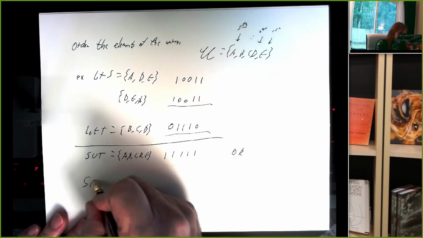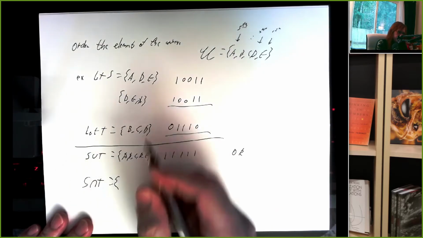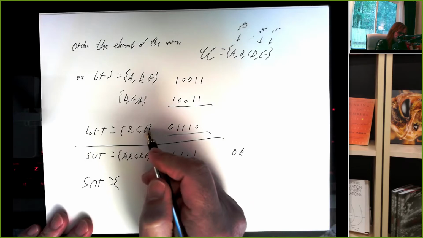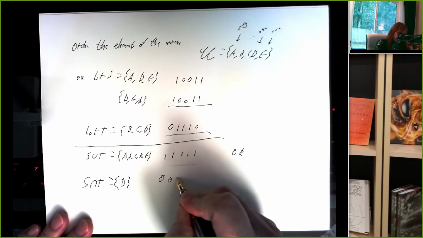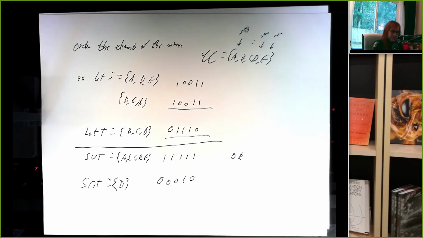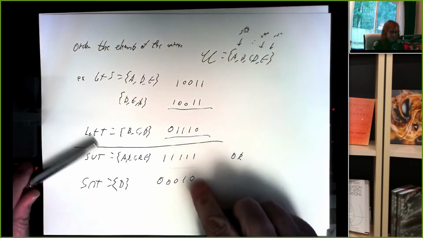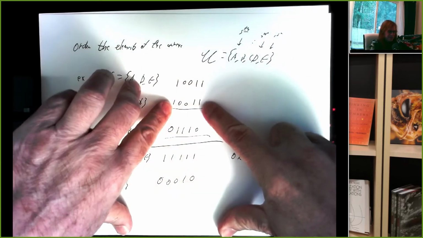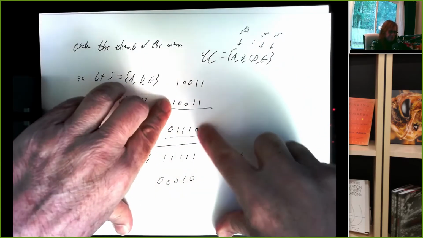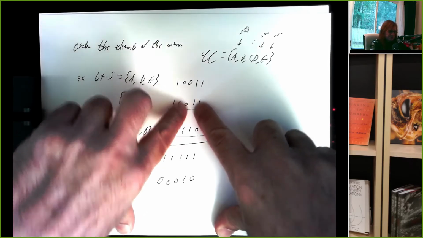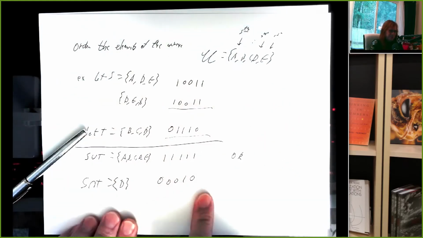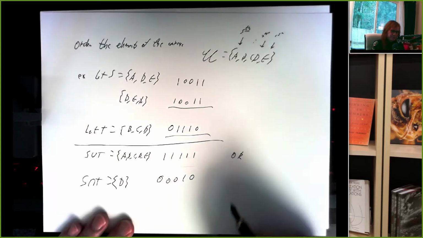If I take the intersection, so what are the things in S and T? Well, it looks like it's just D, which would look like that. Well, this is the logical bitwise AND of this number and this number. So 1 and 0 is 0, 1 and 0, 0, 1, 0, 1. Those are all zeros. 1 and 1 is 1. That's the logical AND.